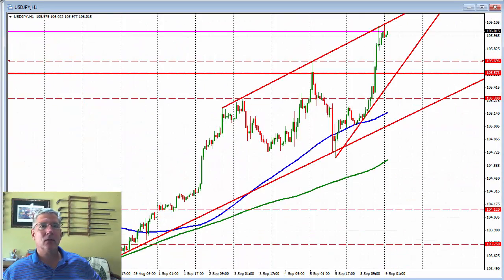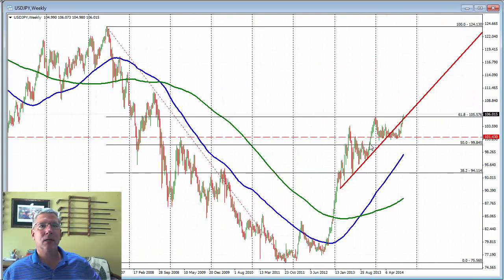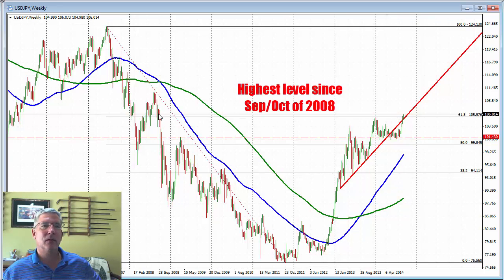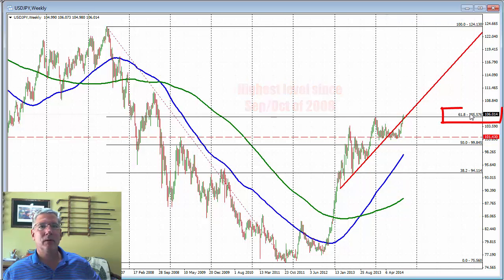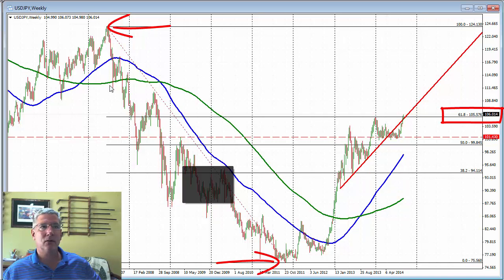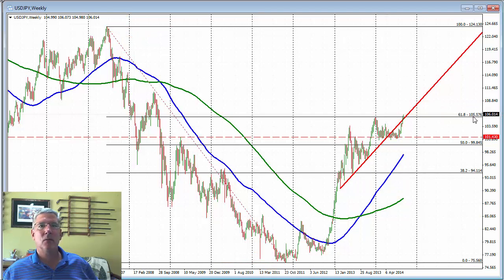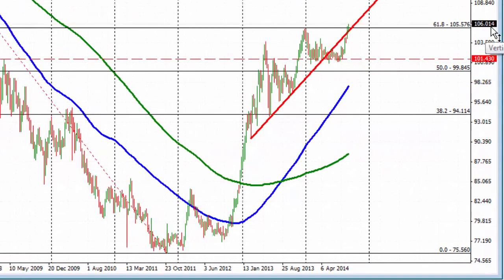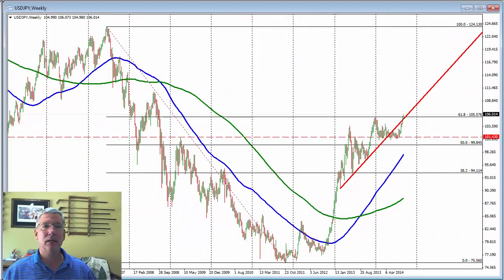Let's take a look at the dollar versus yen. This currency pair is also interesting. Why? Because we moved to new high levels, the highest level going back to September of 2008. Now, we also moved above the 61.8% retracement of the move down from the 2007 high to the 2011 low. That 61.8 comes in at 105.57. And we moved above that level, currently trading at 106.01. So we're a good 44 pips above that key technical level at the 61.8% retracement level.